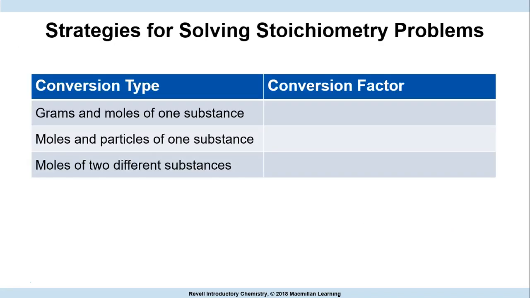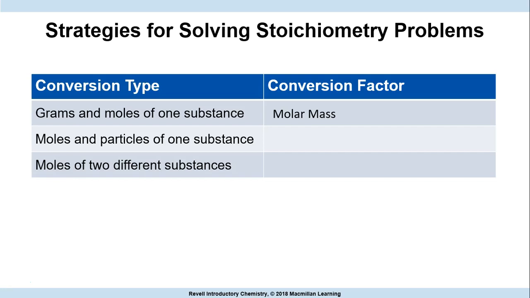So these are the strategies that you have to use. If you are moving between grams and moles of one substance, the conversion factor that you have to use is the molar mass. Like if you are converting from grams of sodium chloride to moles of sodium chloride, you have to use the molar mass. That's the conversion factor.